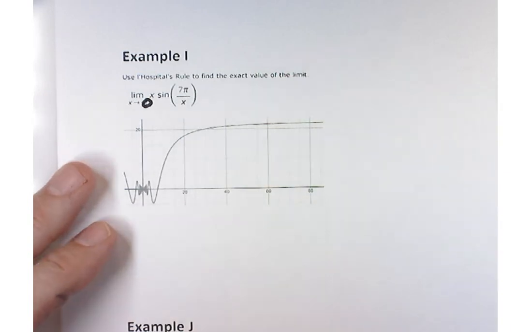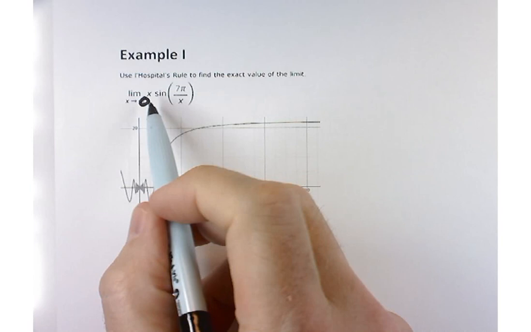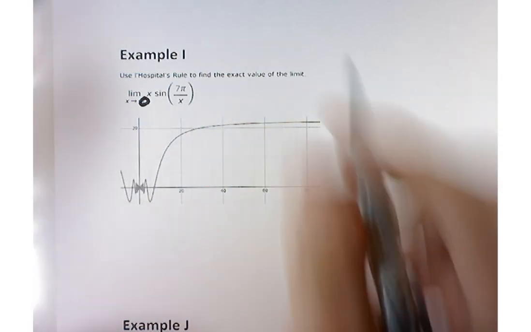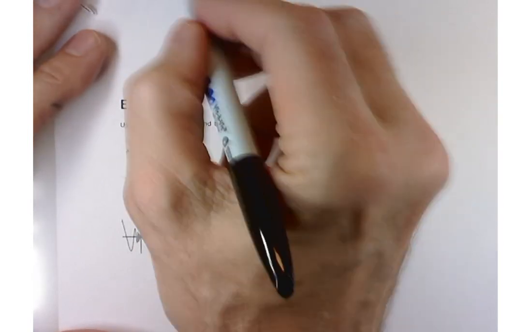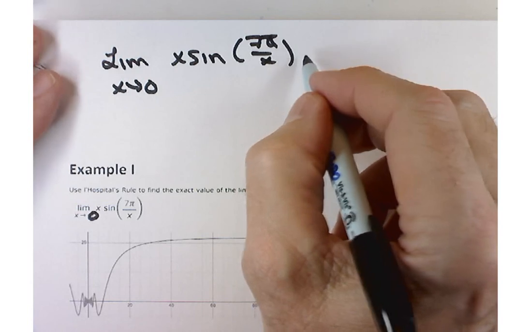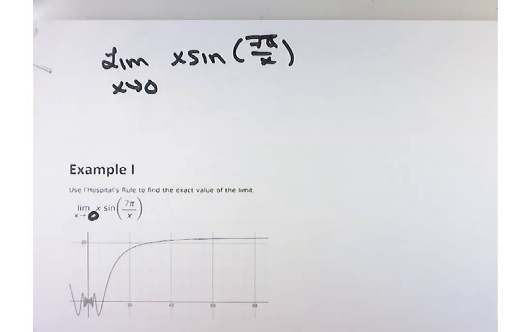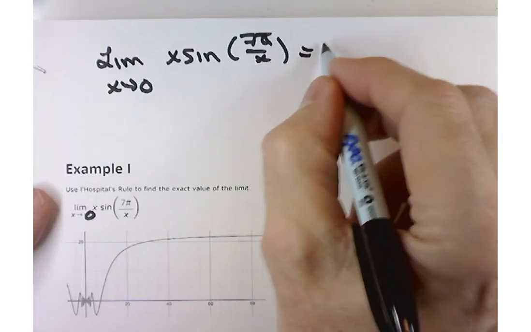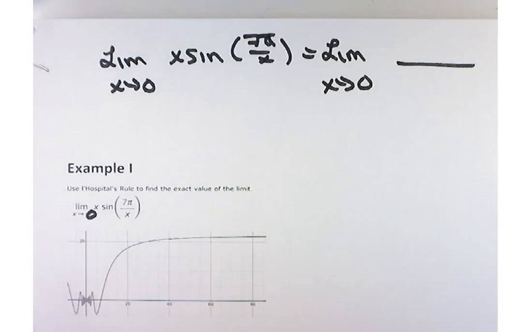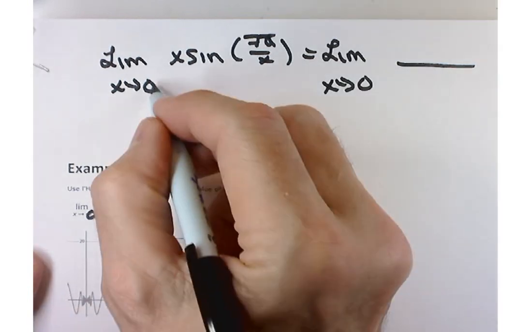Well, let's see, what can we do here? Right now, if you try plugging in the limit, you would get 0 times the sine of infinity, maybe. I don't know, tough to say. So, once again, you're going to have to rewrite this. Limit as x approaches 0, x sine of 7 pi over x. And the way I'm going to rewrite it this time is this. Limit as x approaches 0 of, you know, actually, I lied. This is going towards infinity. It was right. Sorry.